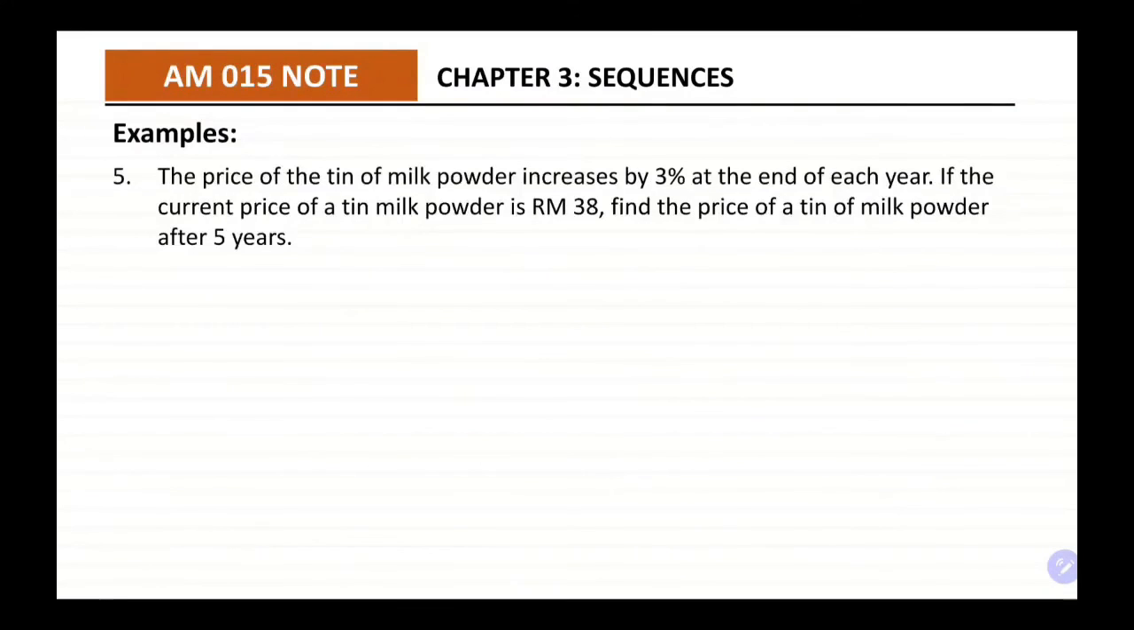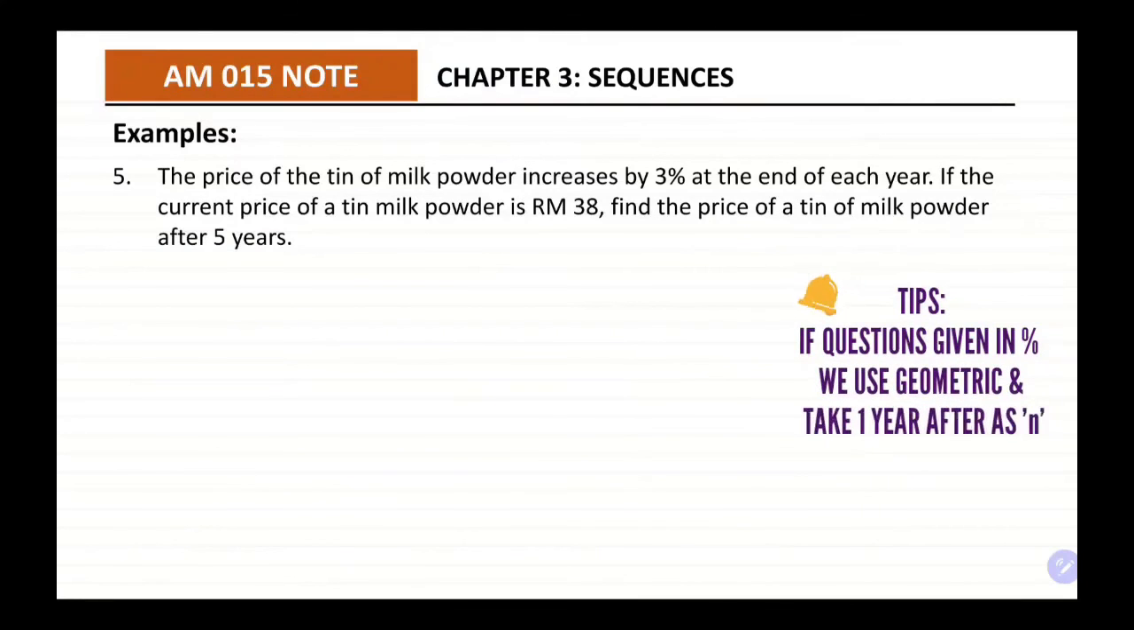We go to question number 5. The price of a tin of milk powder increases by 3% at the end of each year. If the current price of a tin of milk powder is 38 ringgit, find the price of a tin of milk powder after 5 years. If the question gives an increase or decrease by percent, for this type of question we use geometric sequences. The question gives the current price of a tin of milk powder as 38 ringgit. So the first term is 38 ringgit.